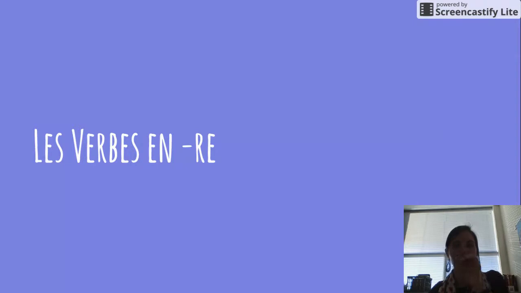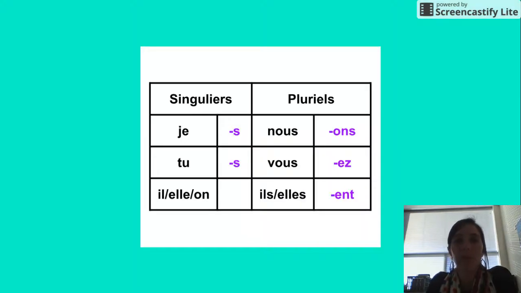Okay? For les verbes en RE, we're going to follow the same process. Again, we just have different endings. So here are the endings for RE verbs. If your subject is je, you will add an S to your stem. Tu, S. Il, elle, on, you simply drop the infinitive ending and then you don't add anything. That's why this is blank, so you do nothing with the stem. Nous, ONS, vous, EZ, ils, elles, pluriel, ENT. So you'll notice that in the plurals, RE verbs have the same endings as ER verbs.